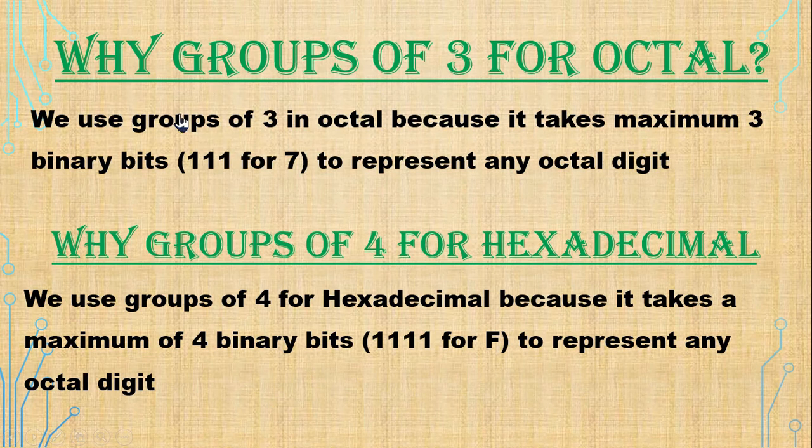Now, why are we grouping them in threes for octal? Now, we use groups of 3 in octal because it takes a maximum of 3 binary bits to represent any octal digit. And why are we grouping them in groups of 4 for hexadecimal? It's still for the same reason, because it takes a maximum of 4 bits to represent any hexadecimal digit.